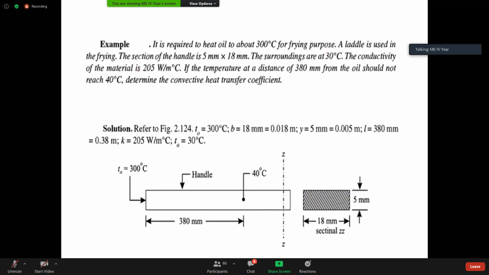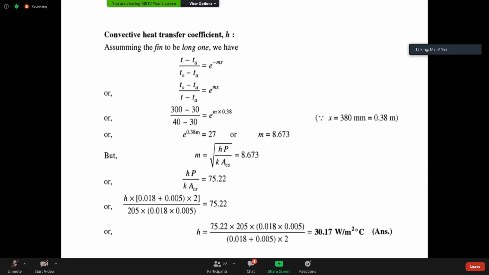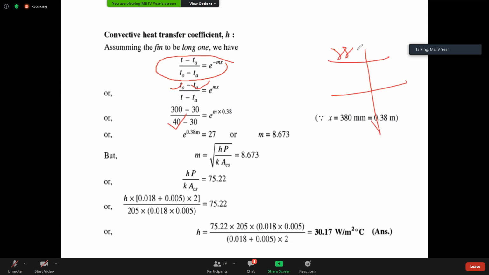Very simple. You understand the problem, apply the formula. That's all. I assumed an infinitely long fin because nothing is given. Let us assume this is the temperature profile which I have derived. T naught is known, T ambient is also known, and Tx is also known at a particular distance, x equal to 380 mm. That is 0.38; you need to convert into meters.